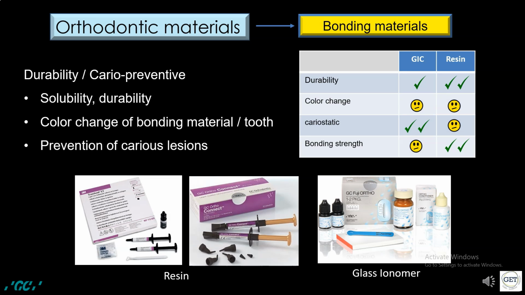A comparison between the glass ionomer and the resin composite materials shows the following. The durability of the glass ionomer cement seems to be lower, inferior to the resin ones. The color change, both materials seem to be the same. The glass ionomer cement containing fluoride is supposed to have a cariostatic effect, which does not exist with the resin family. The bonding strength of the composite seems to be higher to the tooth surface than the glass ionomer cement.